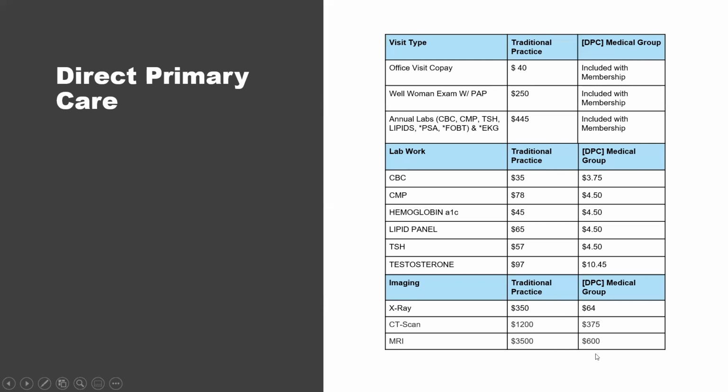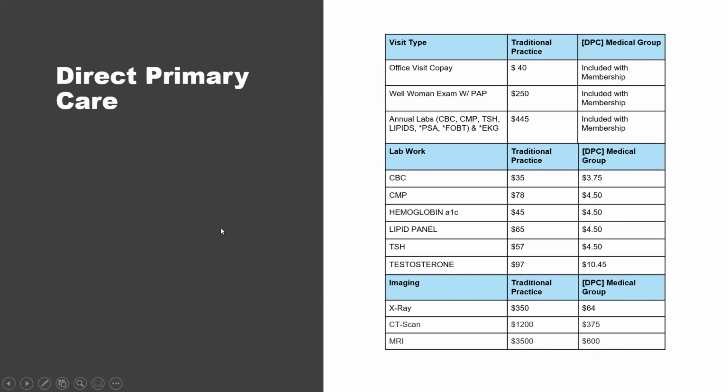So it's still expensive for people who can't afford healthcare, but for the average person economically, these are very affordable rates that are more reflective of market prices.